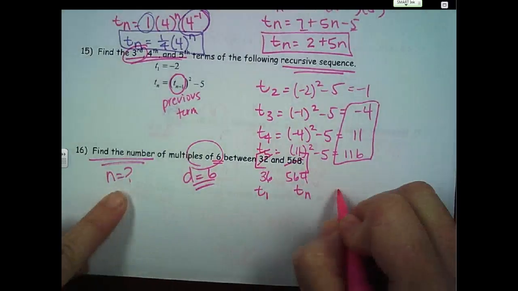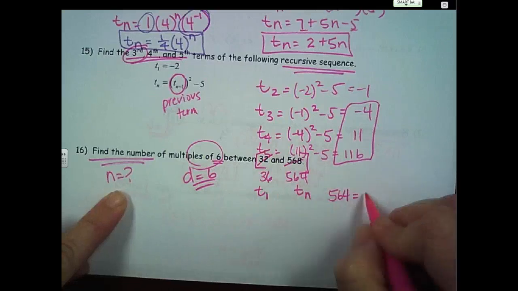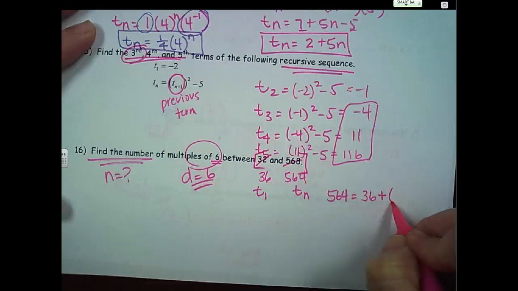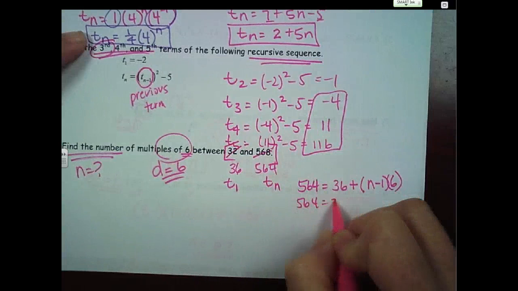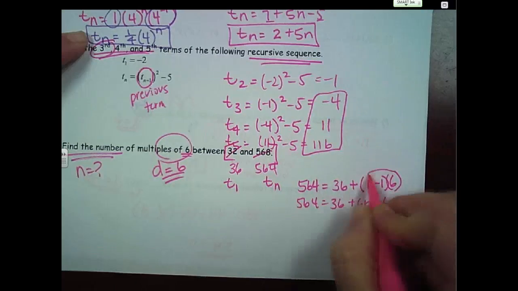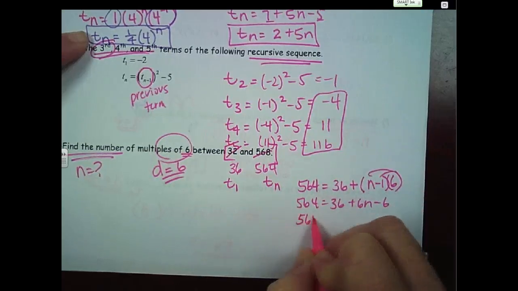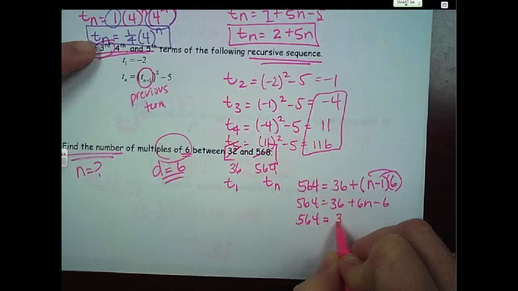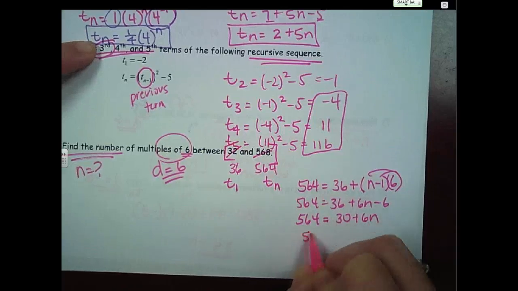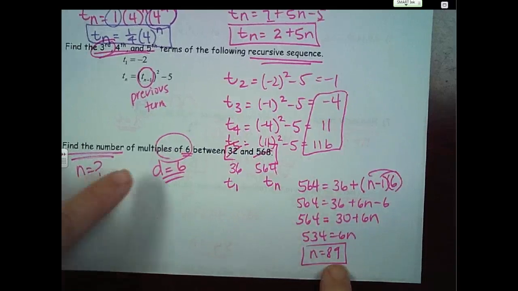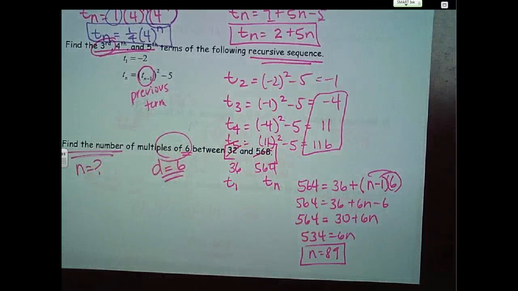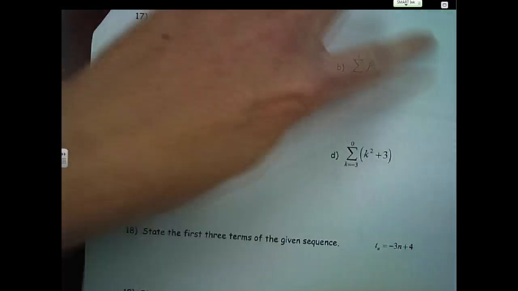So I'm saying, okay, 564 equals 36 plus n minus 1 times 6. So solve this. 564 equals 36 plus 6n minus 6. I'm just distributing. So n is 89. So in other words, there are 89 multiples of 6 between these two numbers. All right, numbers 17 through 19 are these, summation.